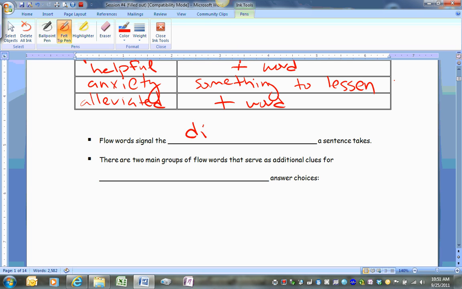All right, flow words. Flow words will signal the direction a sentence takes. And we'll go over examples of flow words in about 30 seconds. But there are two markers of flow words that can serve as additional clues for eliminating answer choices.